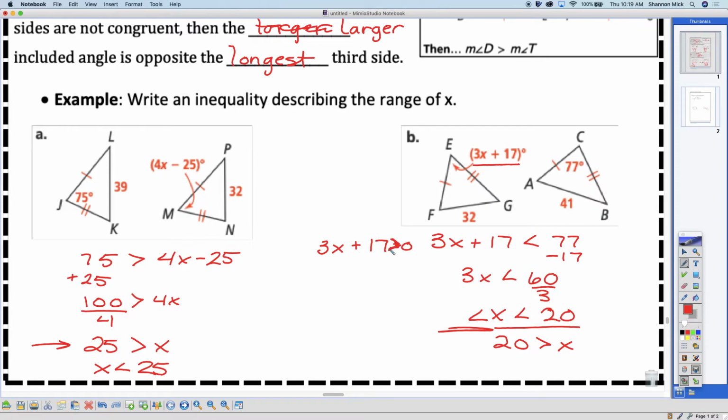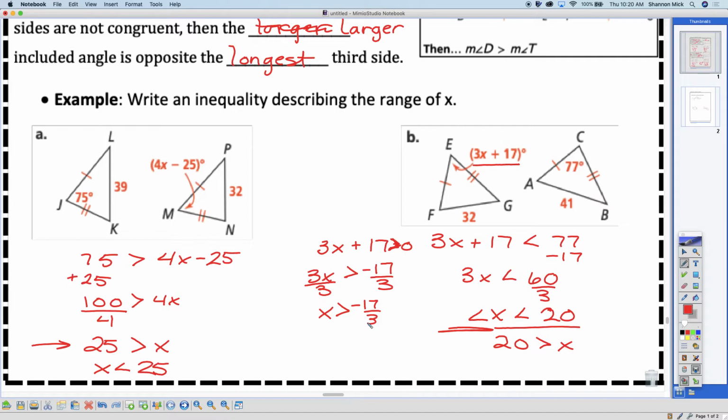Okay, my angle cannot be 0, can it? No. So I have to figure out what that is. So I just say bigger than 0. Now I add or subtract 17, right? So I have 3x and negative 17. I don't care about negative, just listen, please. And then I divide by 3, divide by 3. So x has to be bigger than negative 17 thirds. Okay?